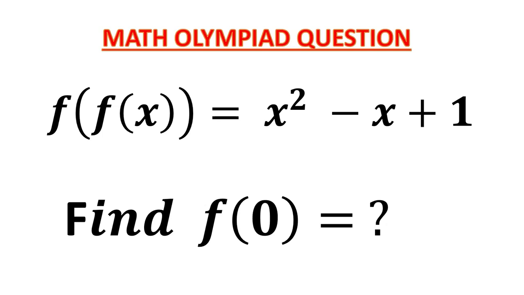Okay, this problem is all about finding f of 0 where you are given f of x equal to x squared minus x plus 1. So now we are given f of x equal to x squared minus x plus 1.